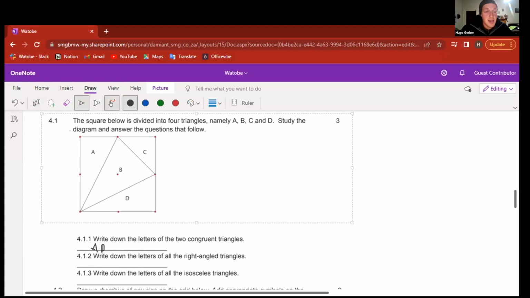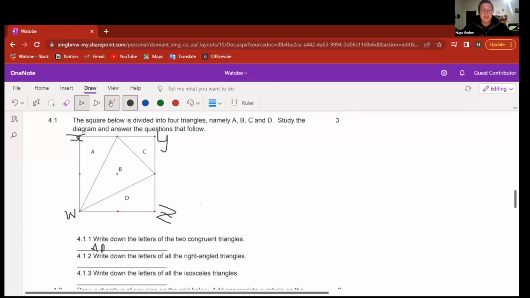So we have X, Y, Z, and W. Okay, now it's easy enough. The right angles, which means angles that are 90 degrees, are X, Y, Z, and W. Yes, thank you so much. Okay, now 4.1.3. Write down the letters of isosceles triangles. Thank you for the X, Y, Z's, and W's.